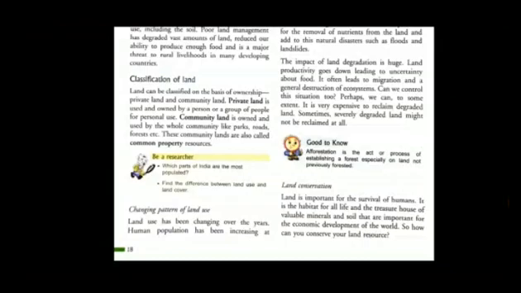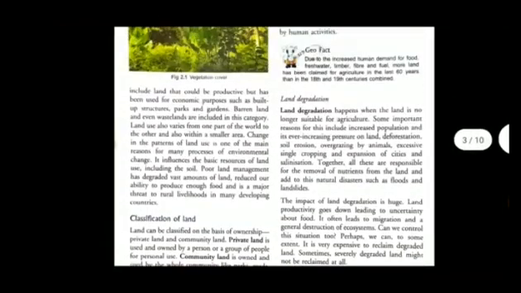What is land degradation? Land degradation is a process in which there is a slow and gradual decrease in the quality of land, such that its nutrients and fertility are lost and it is incapable of growing crops. Now let's talk about causes of land degradation.